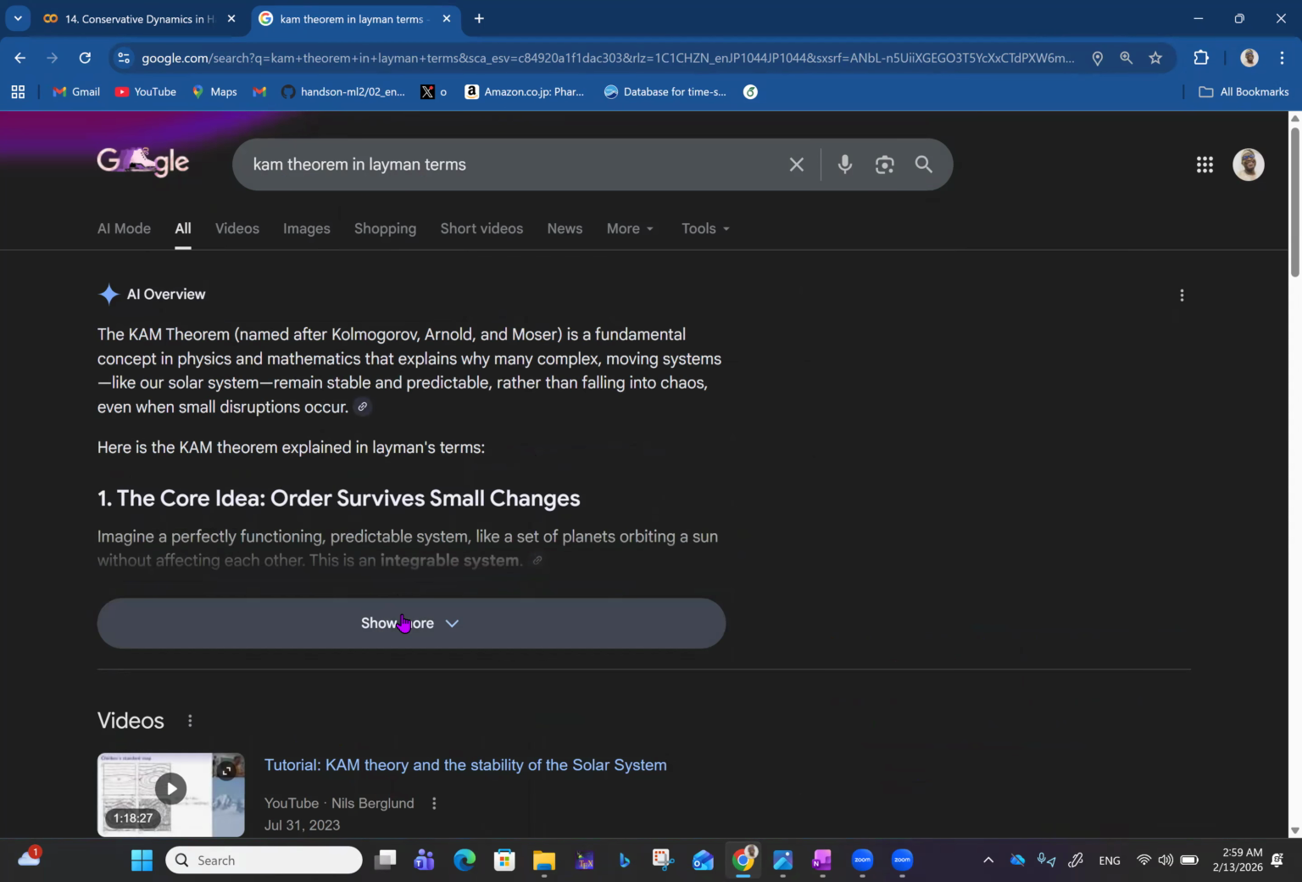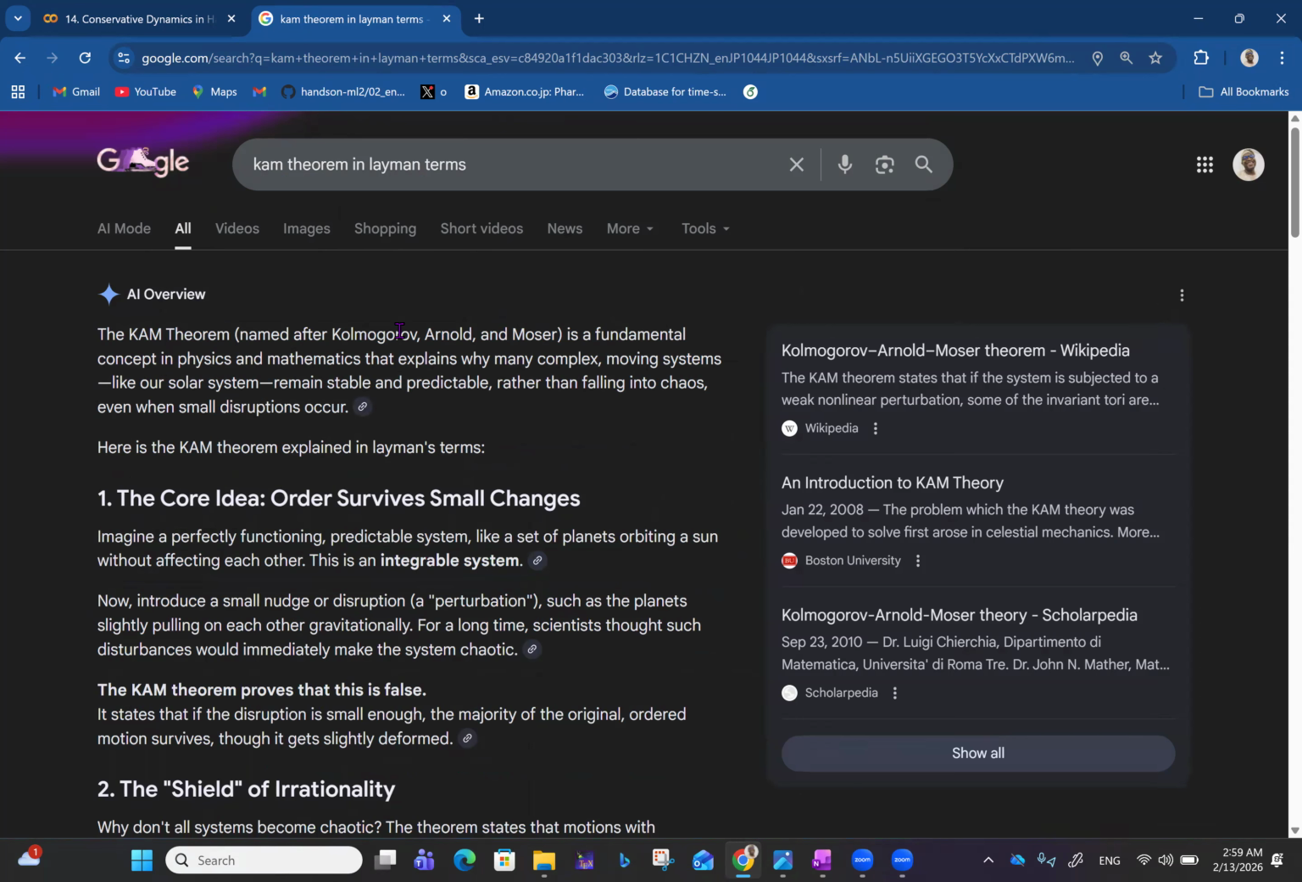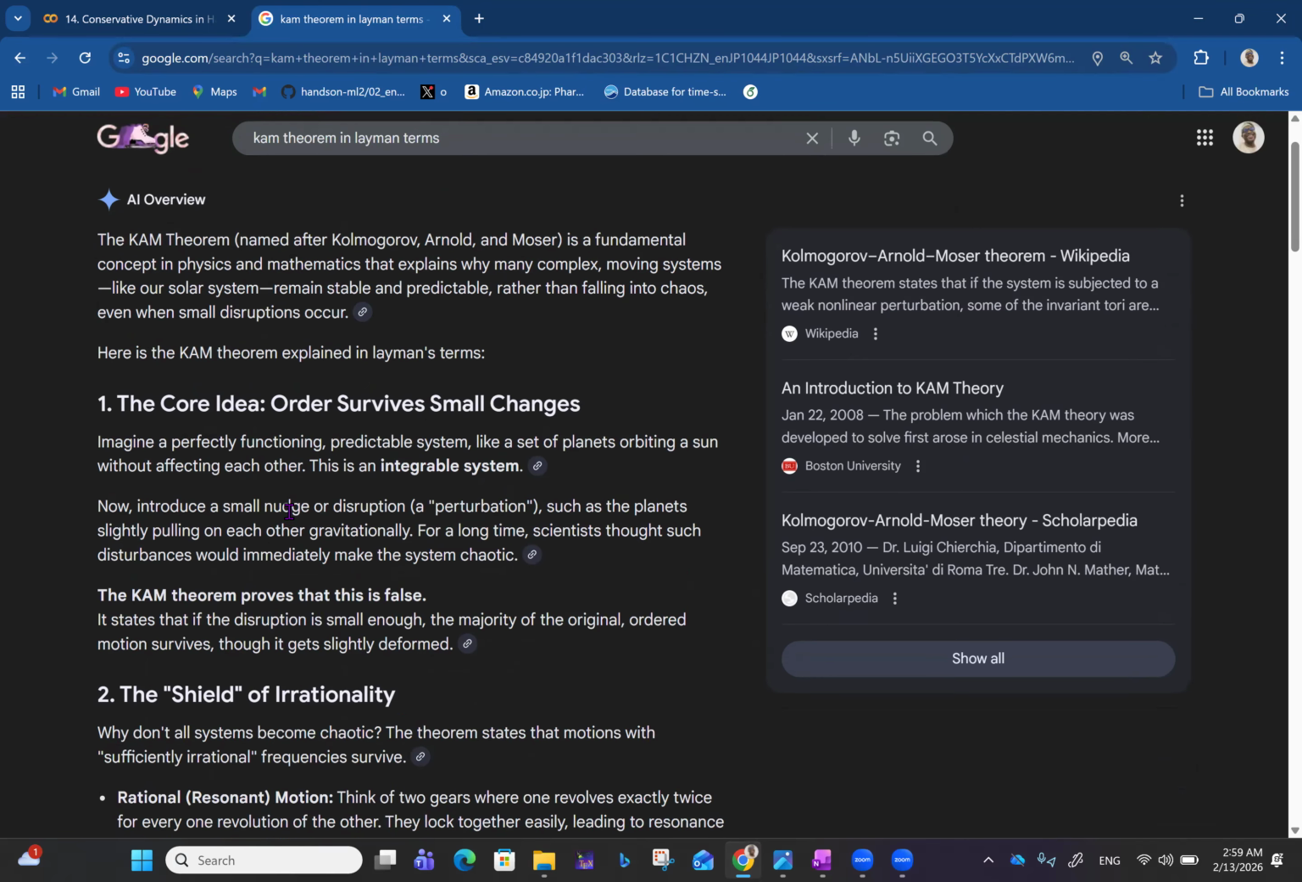Here it says that the KAM theorem, named after Kolmogorov, Arnold, and Moser, is a fundamental concept in physics and mathematics that explains why many complex moving systems, like our solar system, remain stable and predictable rather than falling into chaos, even when small disruptions occur. The core idea is that order survives small changes. Just like in chemistry with Le Chatelier's principle, if something goes wrong, the system balances itself out.